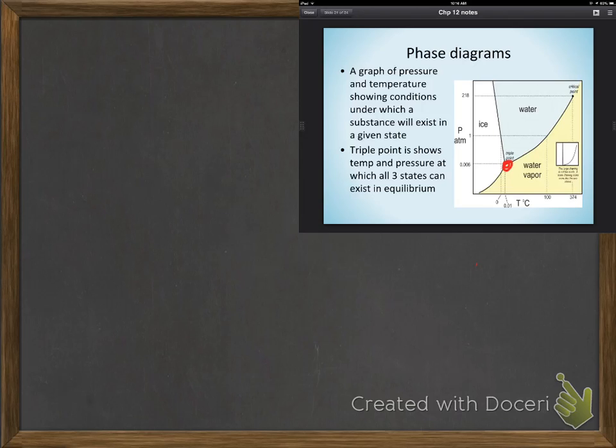The ice isn't melting, the whole thing isn't freezing, the water isn't vaporizing, the vapor isn't condensing, it's all in equilibrium. It's a pretty fleeting little point. It's hard to nail something on its triple point, but you can, and it's an important thing to know.